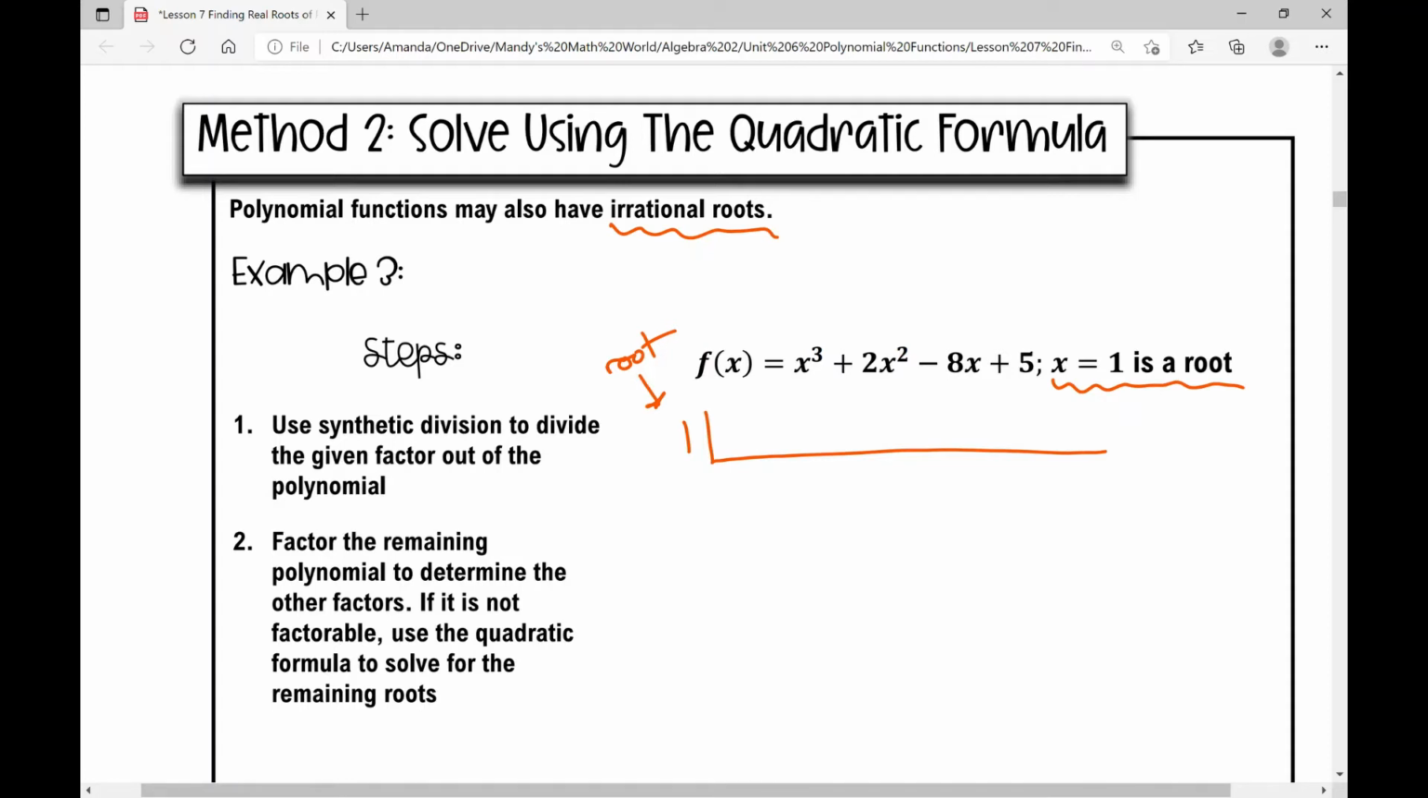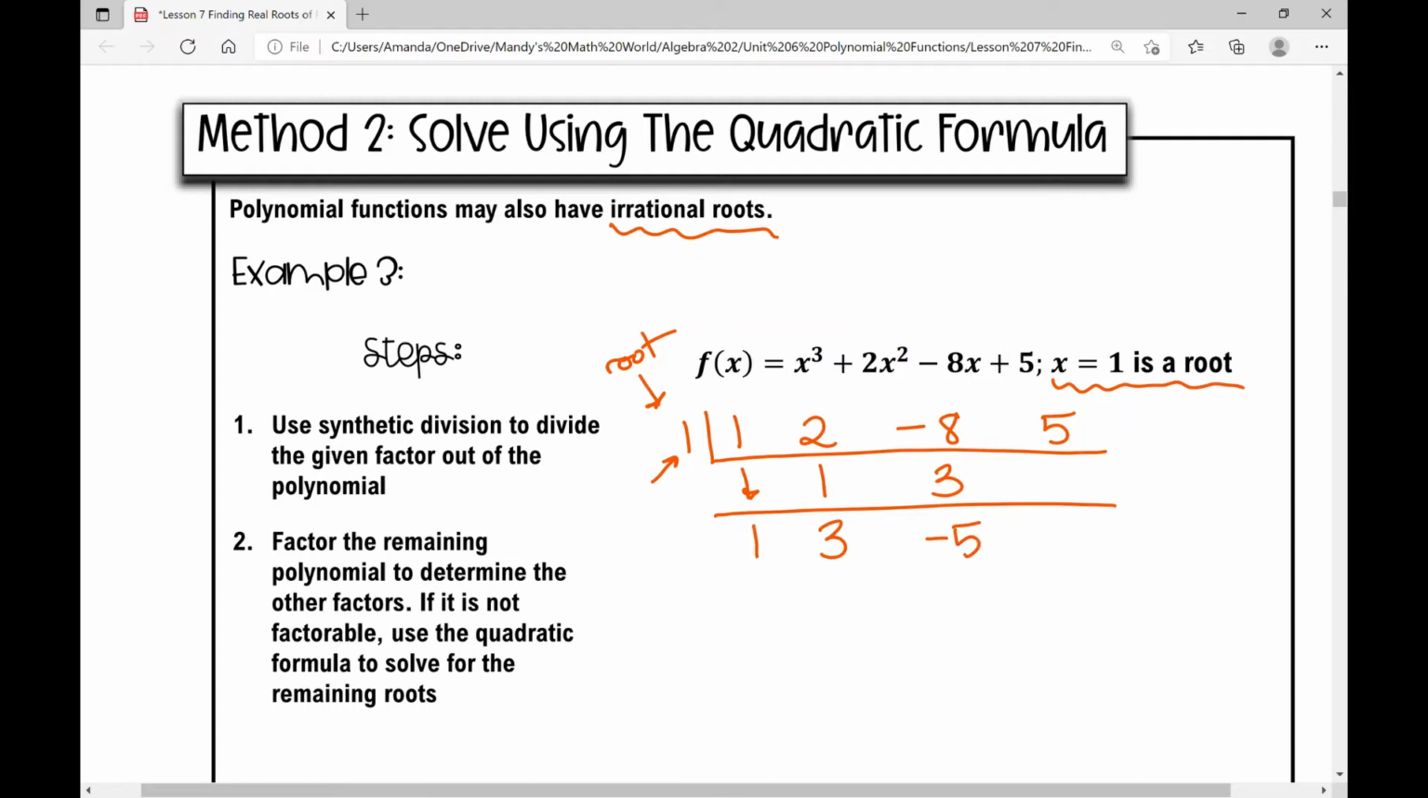We put our coefficients in there: 1, 2, negative 8, and 5. And then how do I use synthetic division? Bring down the 1. 1 times 1 is 1. And then I add. 2 plus 1 is 3. And now I'm back to multiplying. 3 times 1, I just keep multiplying by that. 3 times 1 is 3. And then I add. Negative 8 plus 3 is negative 5.